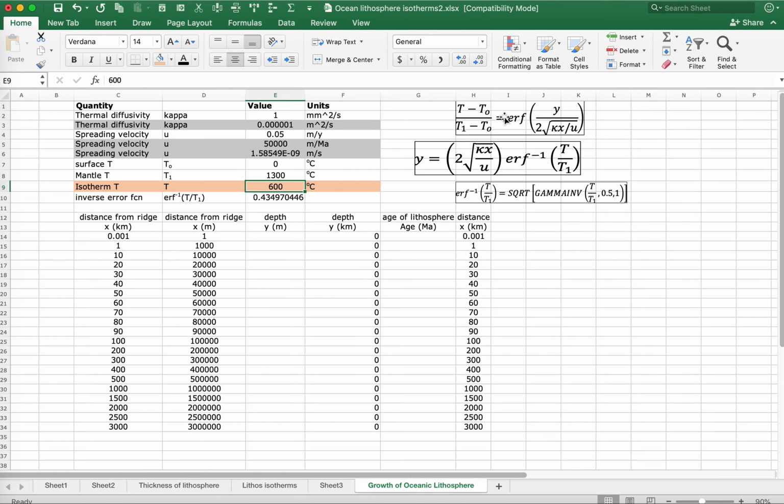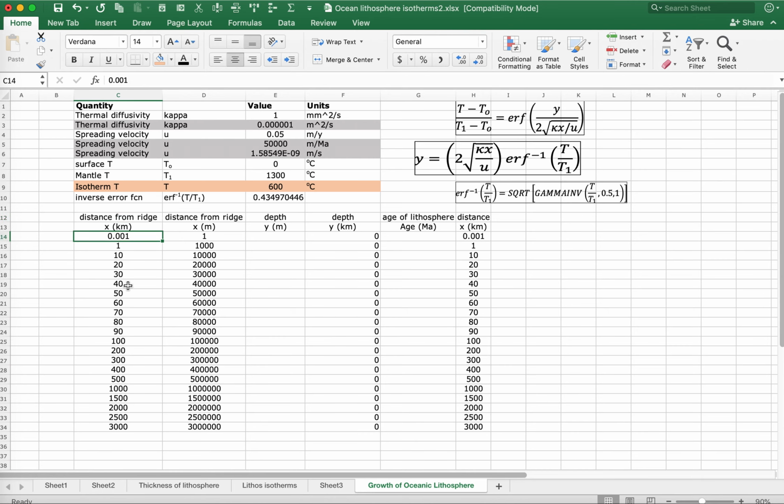To be able to do this calculation, we have to know kappa. That kappa there is given here. It's usually given in units of millimeters squared per second. We've converted that to meters squared per second. We'll do all of our calculations, or most of them, in meters and seconds. And then we have the distance x. How far are we away from the ridge? So the distance from the ridge.